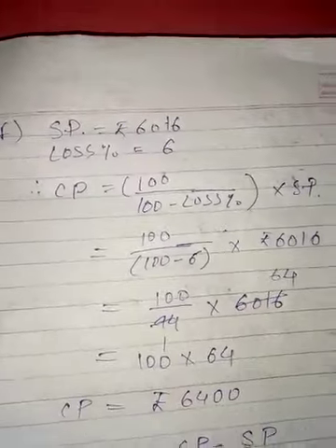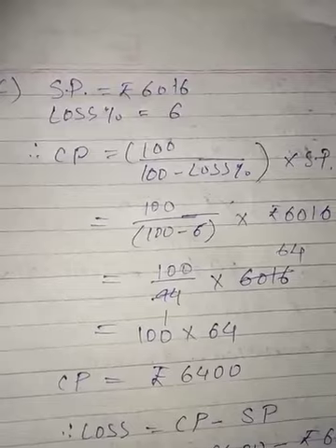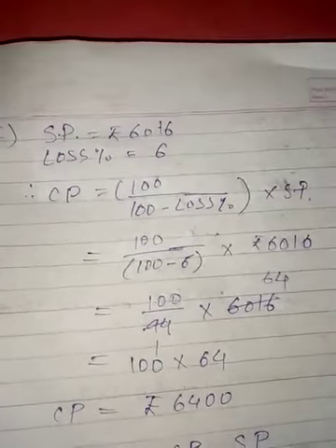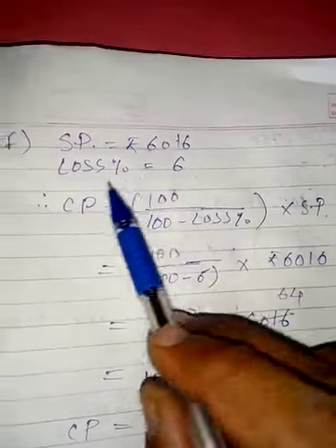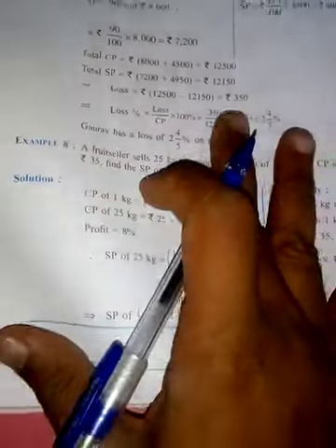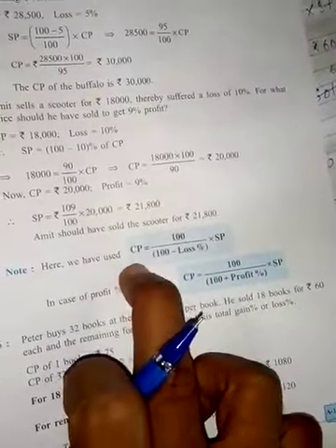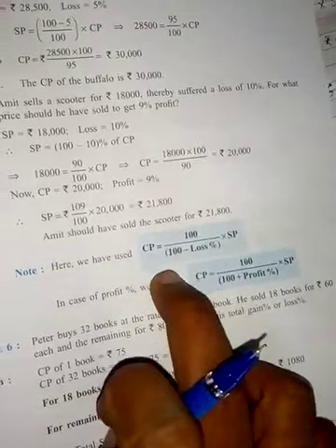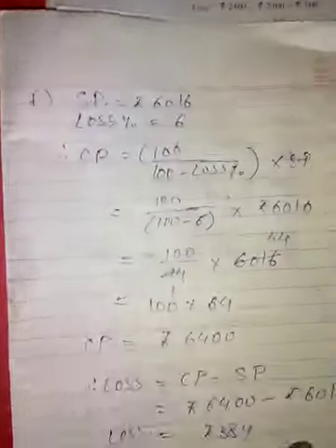So in question number F, selling price is given and loss percent is given, and we have to find the remaining CP and loss. Loss percent is given and SP is there. So there is one general formula given in the solved example, for CP when the loss percent is given; you can see it in the textbook also. These two formulas are there: CP when loss is present, and CP when profit is present. These two formulas we will use to find this answer. So this is the formula.